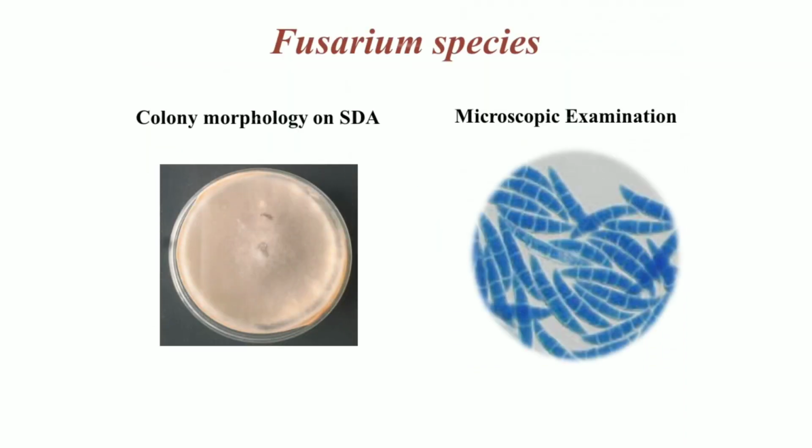Fusarium species. Colonies are usually fast growing, pale or bright color depending upon the species, with or without a cottony aerial mycelium. The color of the thallus varies from whitish to yellow, pink, red or purple and lavender. Microscopic examination. Presence of macroconidia.